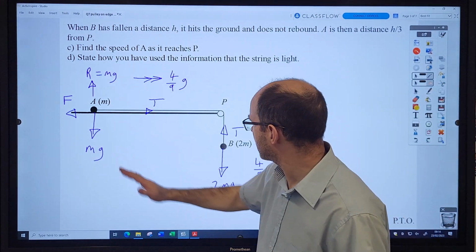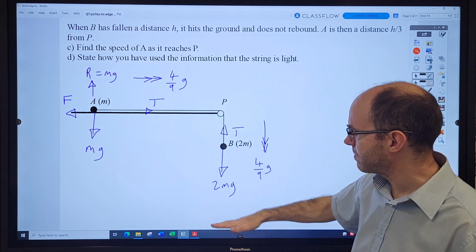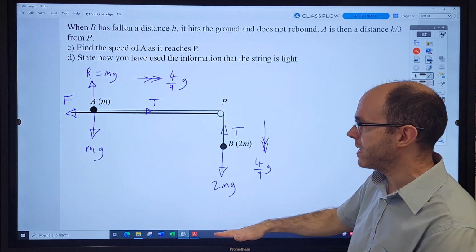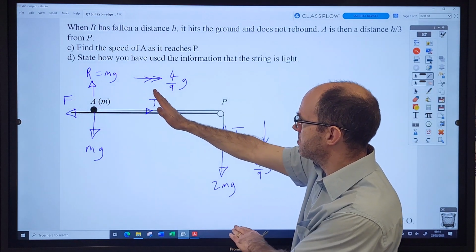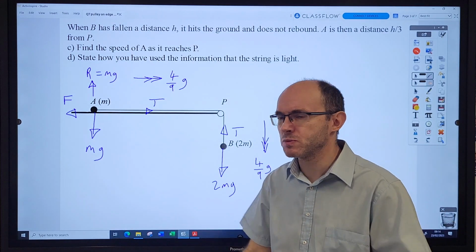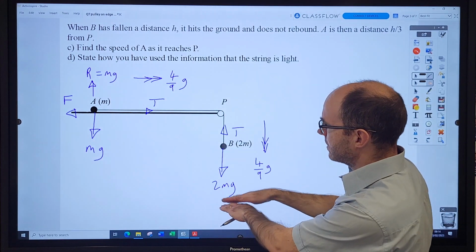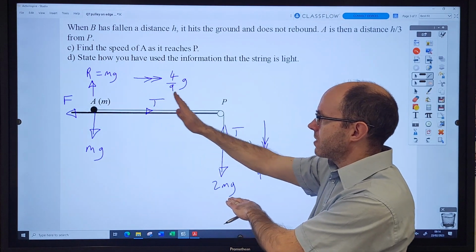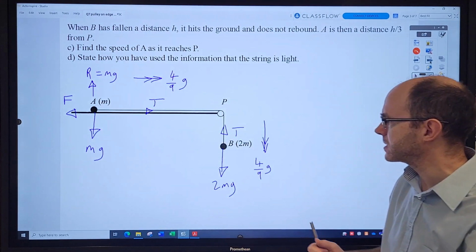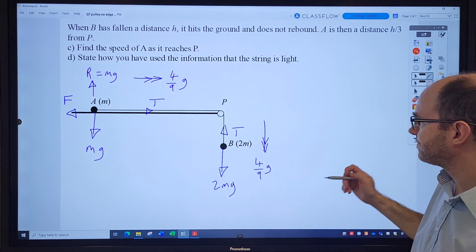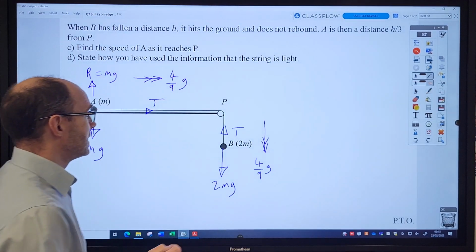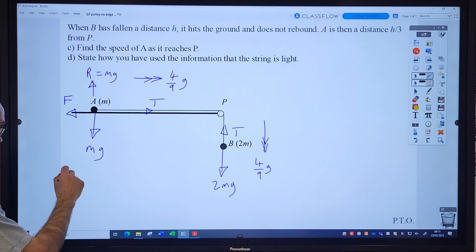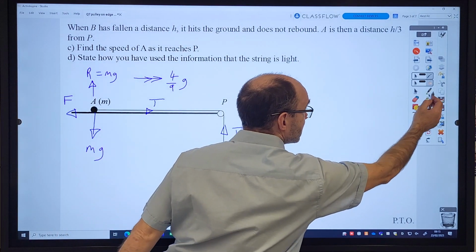Okay, so what's happening is B is going to stop without rebounding, but then A is going to keep on moving, isn't it? Okay, there's been some questions on this previously, but when B hits the ground, A doesn't just suddenly stop with it. It will decelerate and come to a rest. So there's a couple of things going on. First of all, let's have a look at B then.